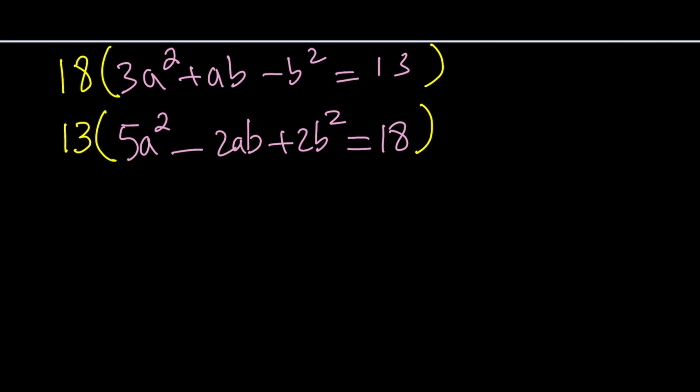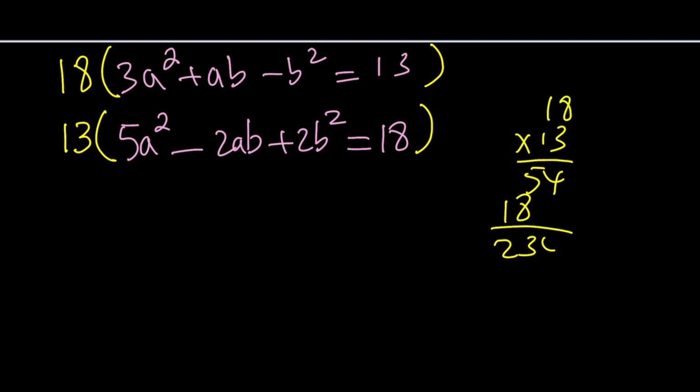What is 18 times 13? Well, you can think of it this way. 20 times 13 is 260. Subtract 26. Get the idea? And that will be 234. Right? I hope I didn't make a mistake. Let's double check, okay? That's 54, that's 18, 234. Okay, good. I got it right.